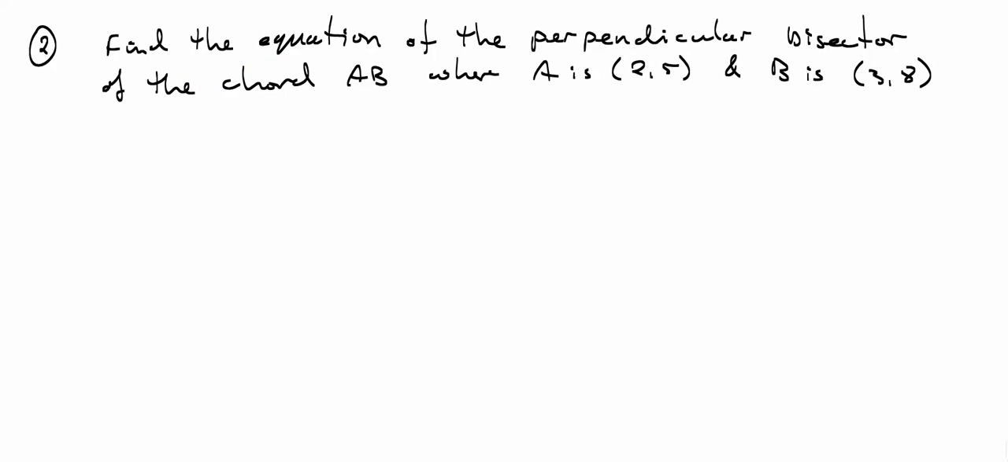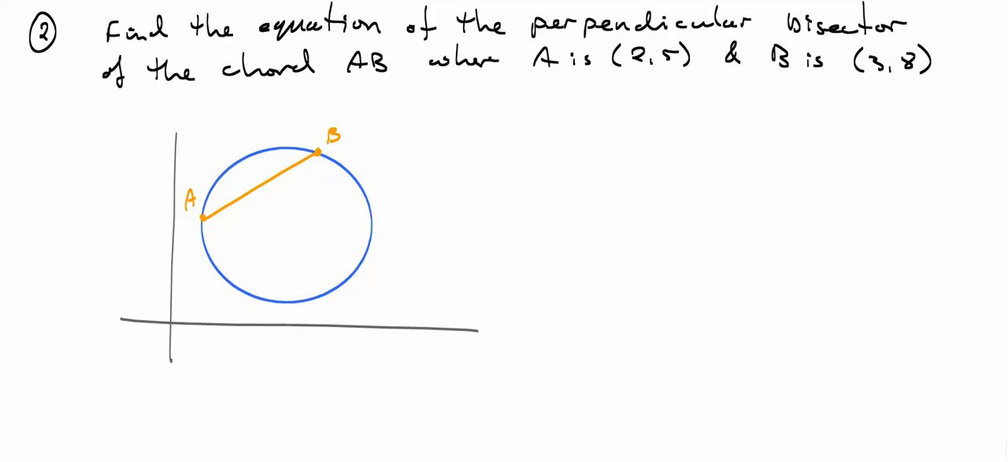Now we have another problem here, which is to find the equation of the perpendicular bisector of the chord AB, where A is (2, 5) and B is (3, 8). Here we have the chord AB on a circle, and the perpendicular bisector of a chord is the line which is perpendicular to the chord like this, and it bisects it. In other words, it cuts it in half like that. So we wish to find the equation of that line.